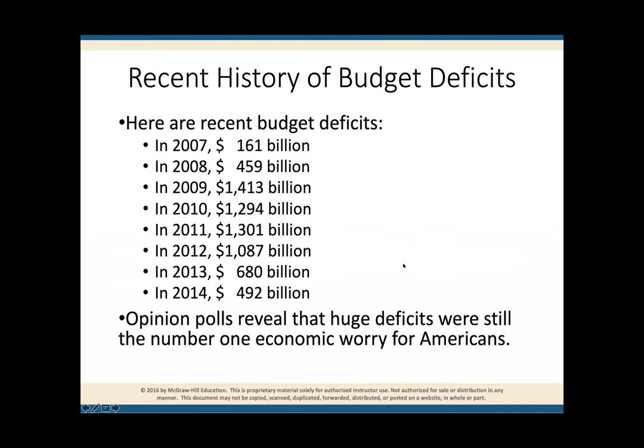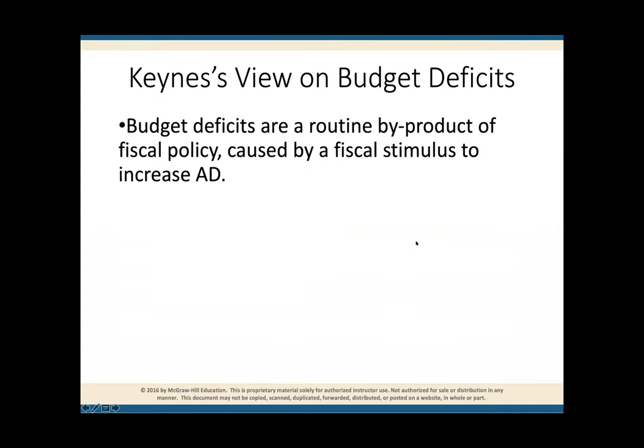So again, this is a history of the budget deficits. Many people believe that a budget deficit is nothing more than a routine byproduct of fiscal policy, which simply means we don't have to worry about it. It's normal. That happens simply because we need to intervene in the economy and the government needs to borrow money. And that's the end of the story. It's not a big deal. So a budget deficit is a routine byproduct of fiscal policy.